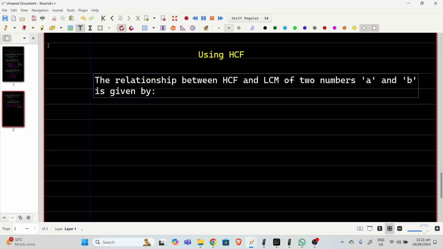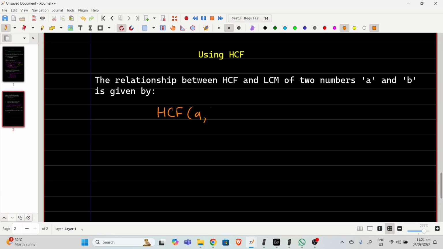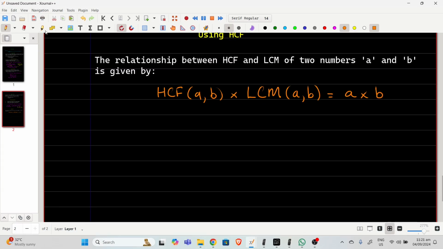So HCF of A and B times the LCM of A and B is going to be equal to A times B. All right. So first things first.